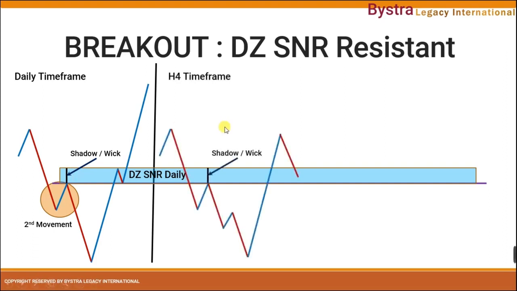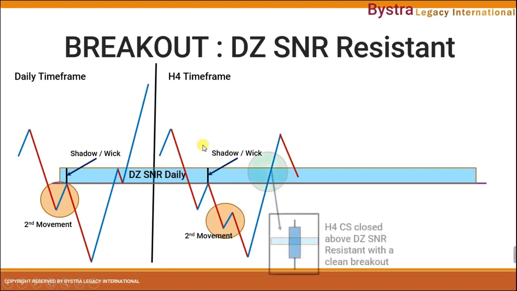Now if we go to the H4 time frame, so we are in the danger zone SNR for daily. Okay, nothing has changed. And then we mark our second movement for this H4 time frame. Now, when the price breaks out at the H4 time frame with a Marubozu candlestick on a bull, we can see that it will close above the resistance zone with a clean breakout.